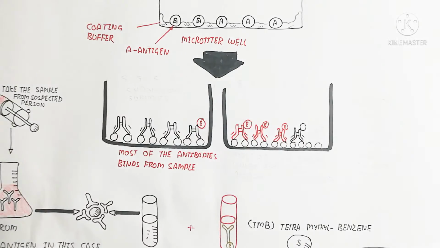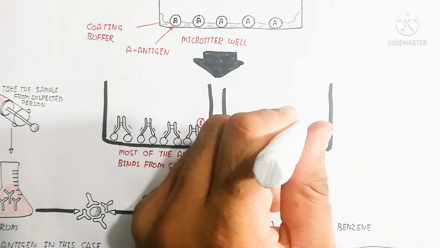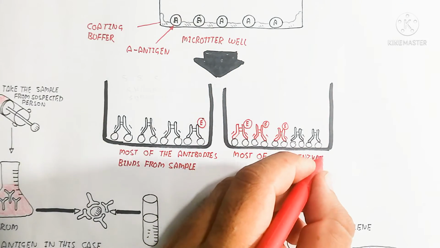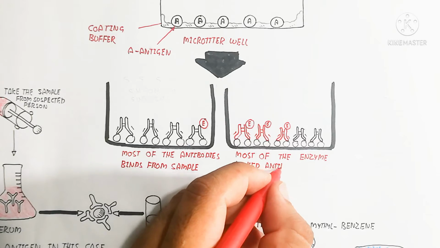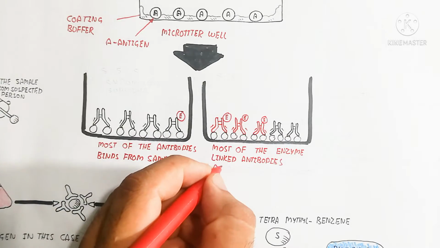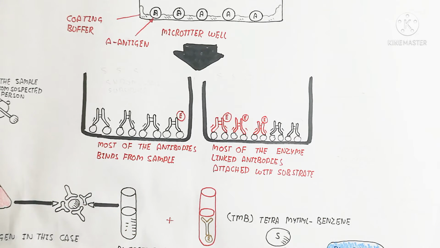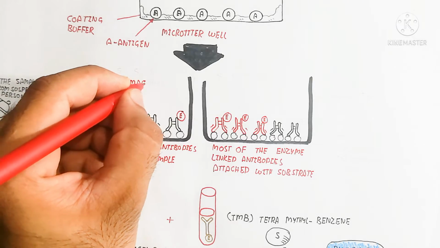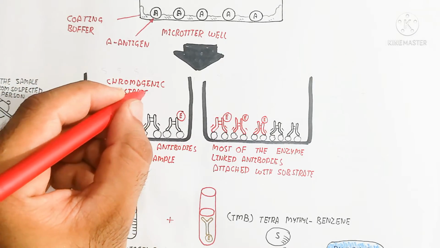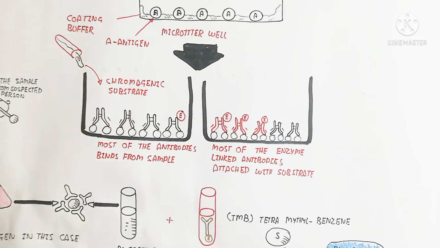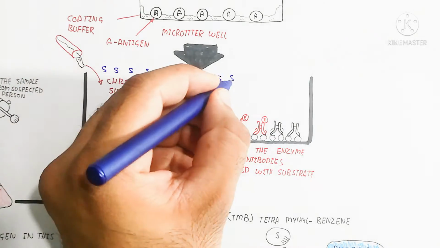On the other hand, if most of the enzyme linked antibodies attach to the antigen, it means a smaller amount of sample antibodies is attached, so more color will be produced. If more color is produced, it means fewer antibodies are present. So we are checking whether the person has more or fewer antibodies with respect to the immune system, whether the immune system is good or not.